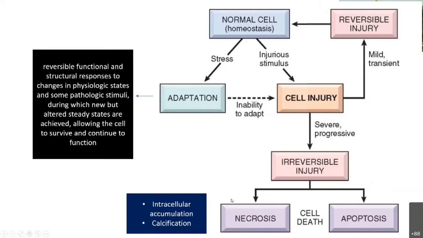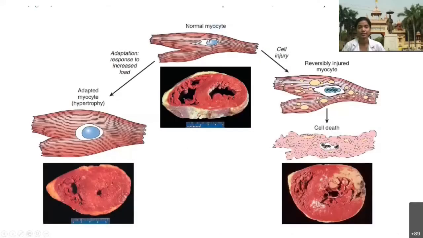Now, besides that, there can be other morphological changes also, like intracellular accumulation of substances like lipids, proteins, etc., and calcification. So, a prototype example: say we have a normal myocyte, that is heart muscle, which is subjected to hyperdynamic circulation because of hypertension or, say, anemia. To deal with the increased load, the cell will try to adapt and the cell size will increase because heart muscles cannot divide. So, there will be no hyperplasia, there will be only hypertrophy. However, if the hyperdynamic insult continues, then there will be reversible injury first, and if the insult continues, then ultimately there will be cell death.